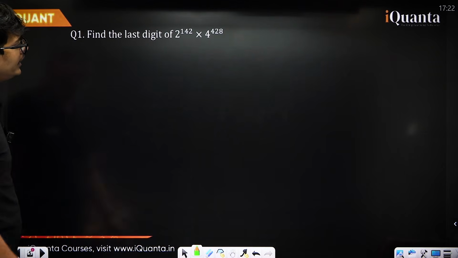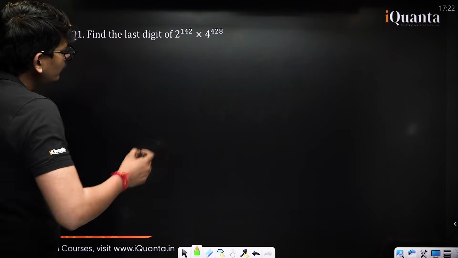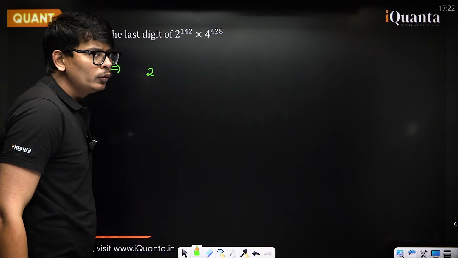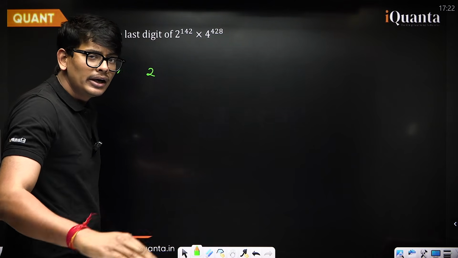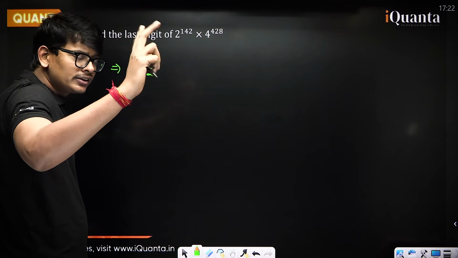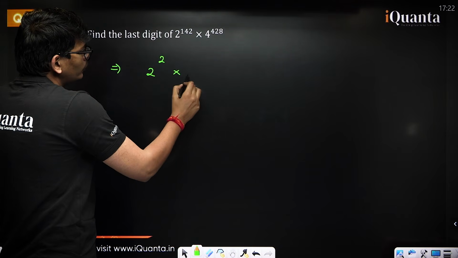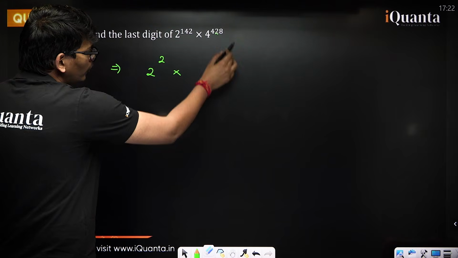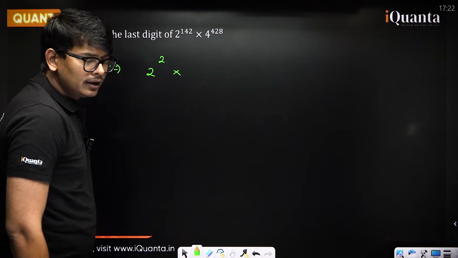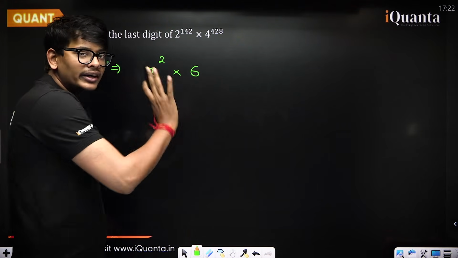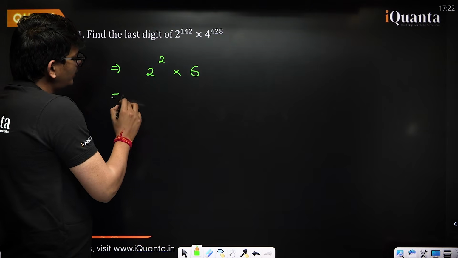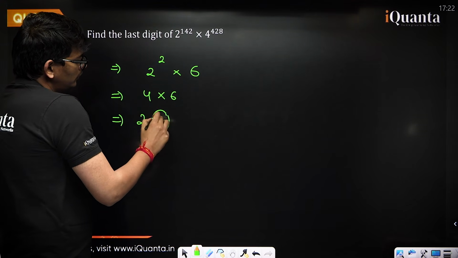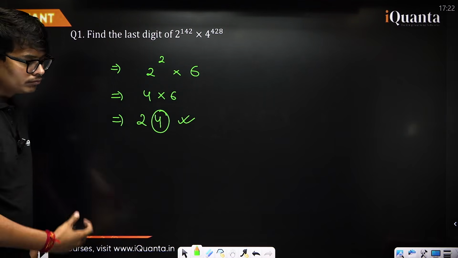So first question says find the last digit or unit digit of this particular expression. 2 raised to the power 142. You can see 142 is not a multiple of 4. Why? Because of 2 extra. So 2 square into this part, which is a multiple of 4. This part is a multiple of 4, right? So this will end with 6. 2 square is 4. 4 into 6 is 24. So the answer is 4. That's it.